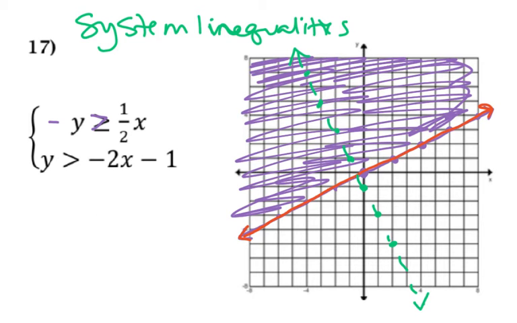Arrows on both ends. It says y is greater than, so I'm going to shade above. So think of the roof, and where would the rain come down? It would come down on this side, so that's above.